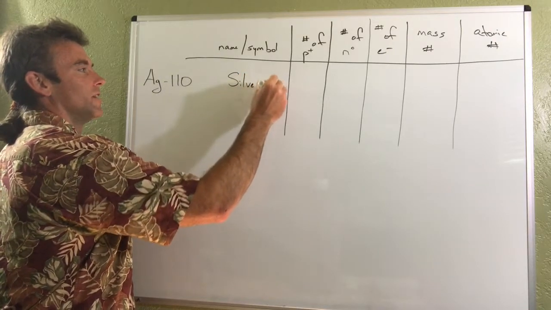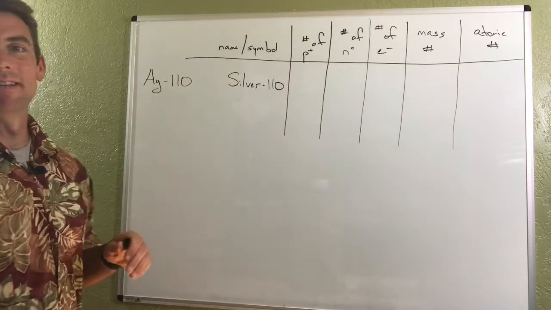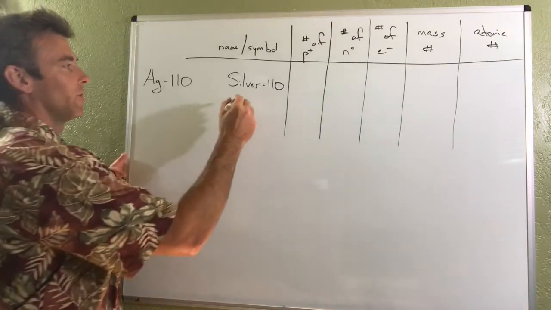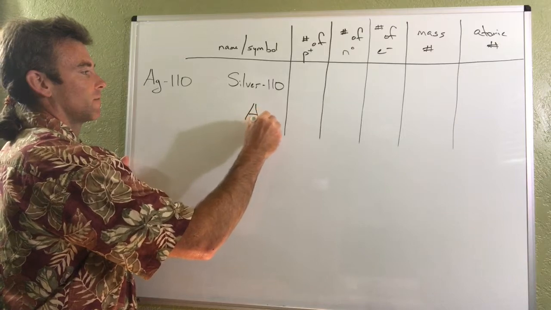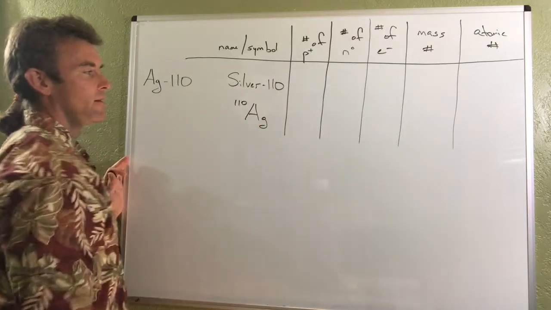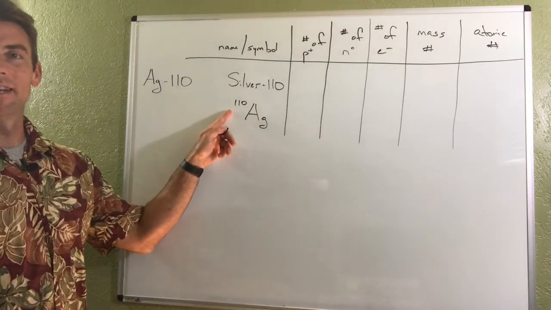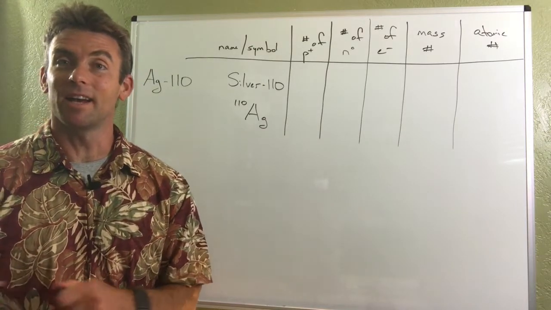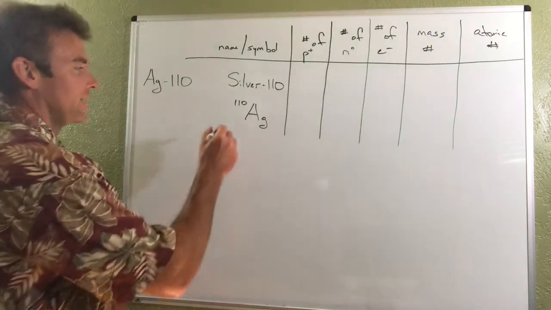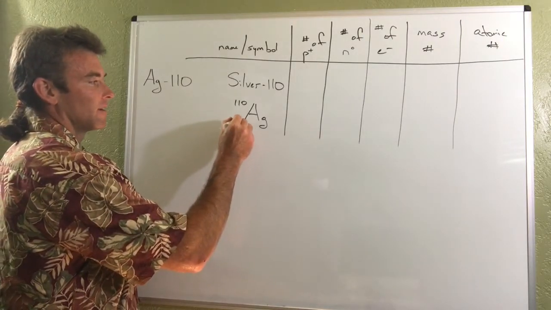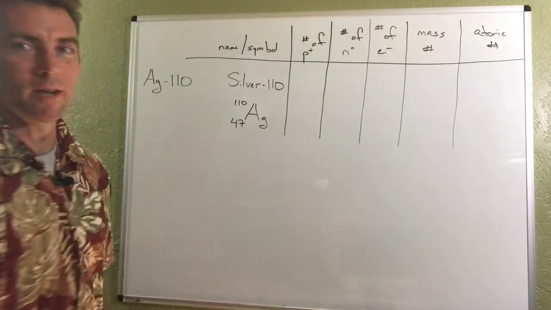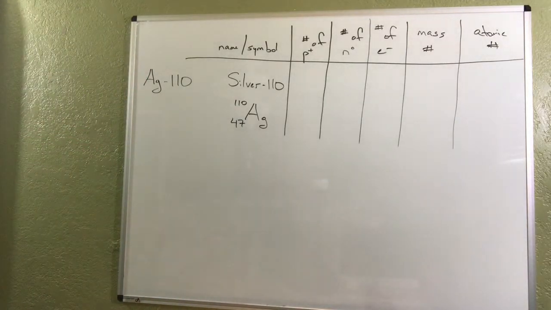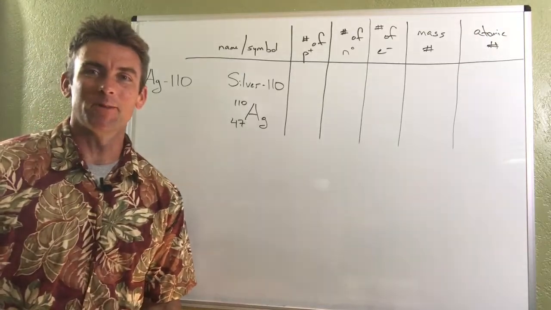So we're just going to call this silver-110. And of course, in this position, we also could have put silver with 110 superscripted. I couldn't remember how many protons were in a silver, so I just looked at it on my periodic table. So this is hopefully what I looked up. I've already forgotten it. I better check. Yep, that's what it is.